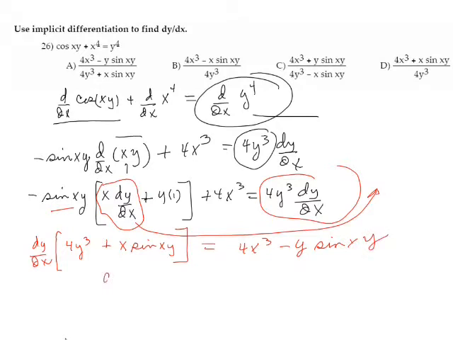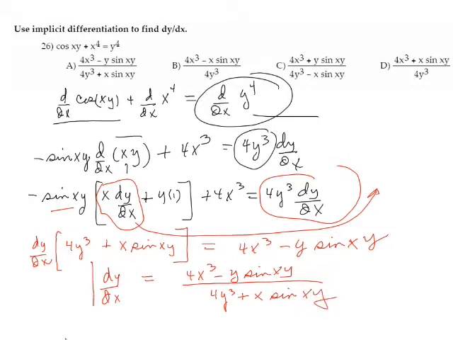And then finally, solving for dy dx, I'm going to get 4x cubed minus y sine of xy divided by 4y cubed plus x sine of xy. And that looks like it's answer A.